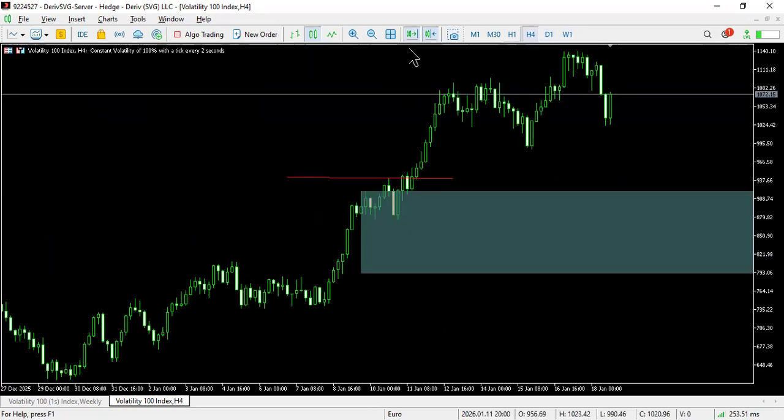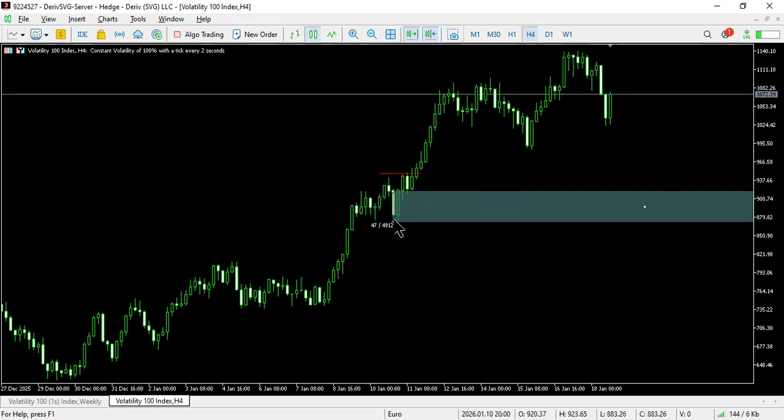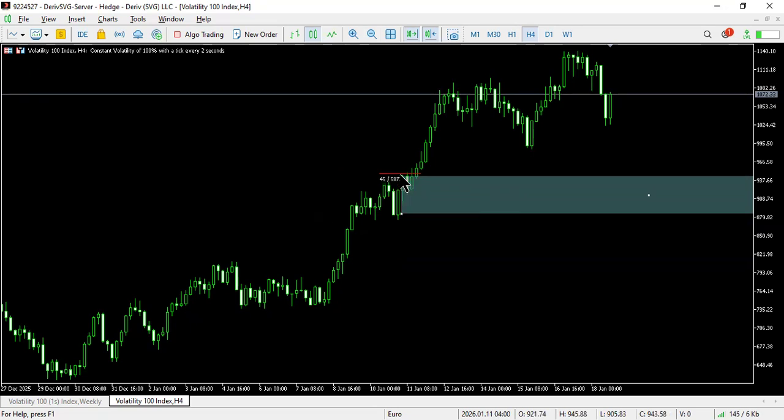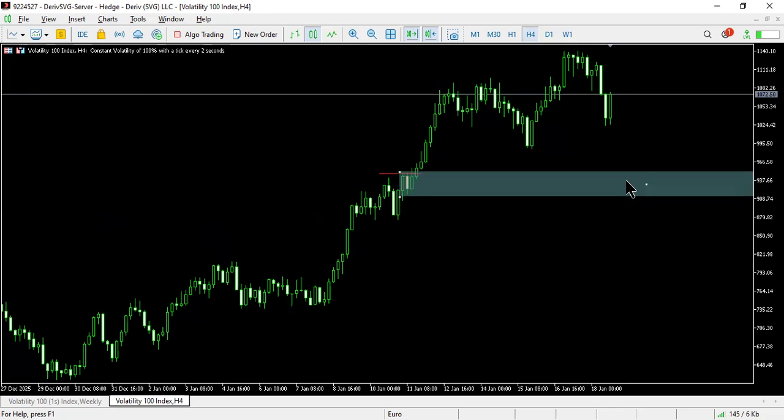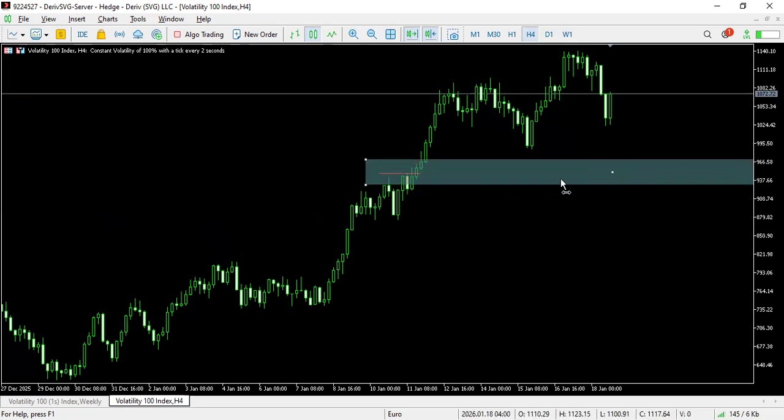And then going to the 4 hours. So from the 4 hours time frame, we can adjust our break of structure to the 4 hours time frame. And then our order block. So our order block from the 4 hours time frame. So that is the order block.